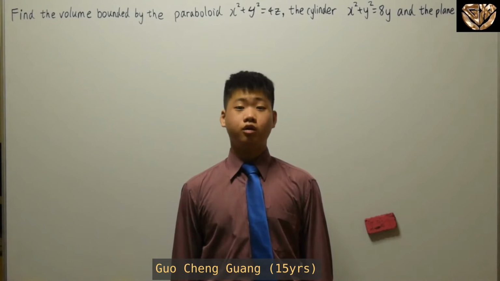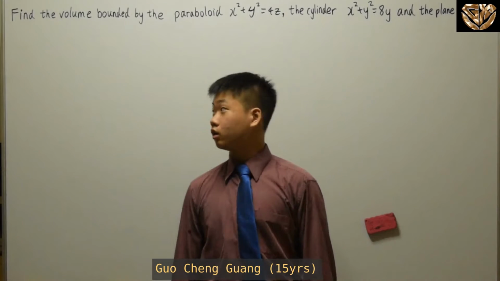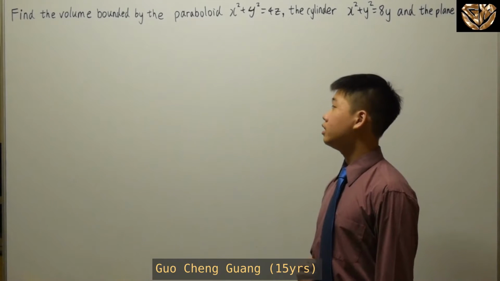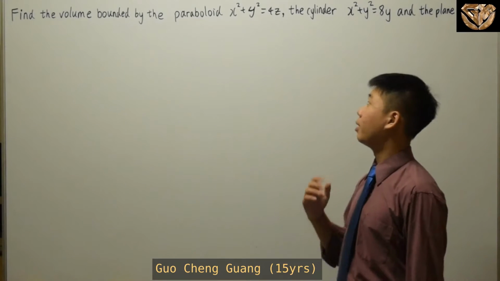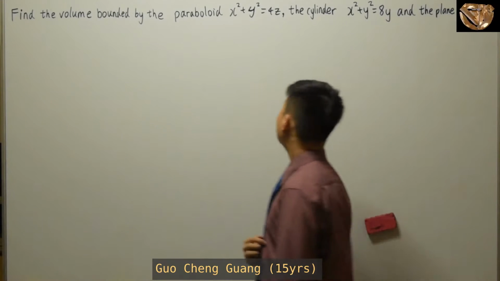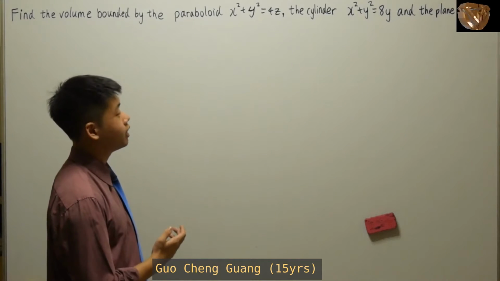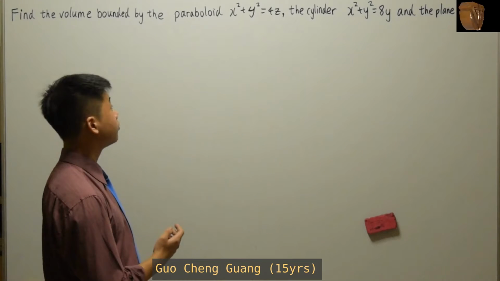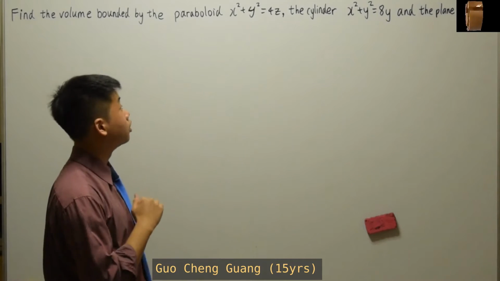In this lesson on the techniques and applications of definite integration, we will be taking a look at this example we have here. In this example, we have to find the volume bounded by the paraboloid x squared plus y squared is equal to 4z, the cylinder x squared plus y squared is equal to 8y, and the plane z is equal to 0. You might want to try to imagine how each of these would look first.